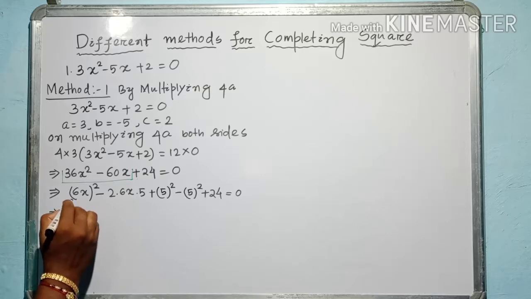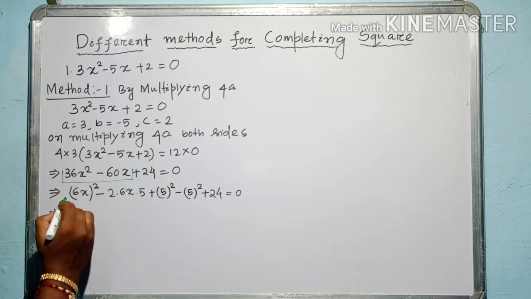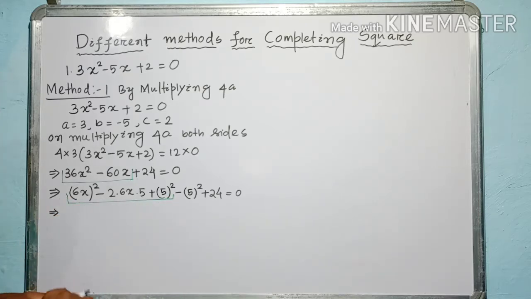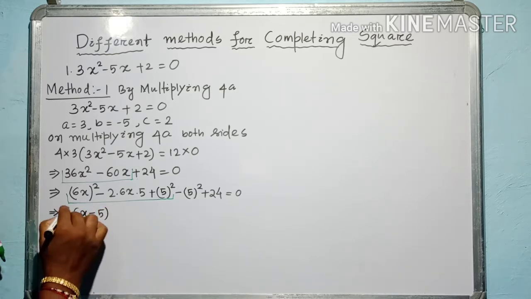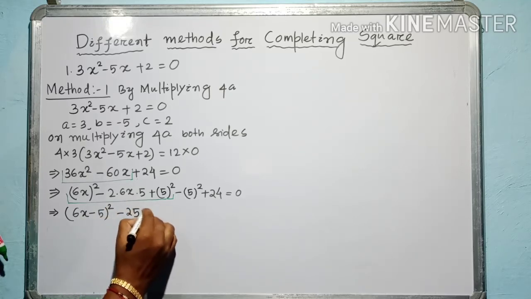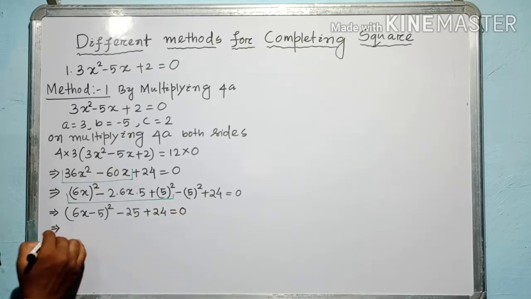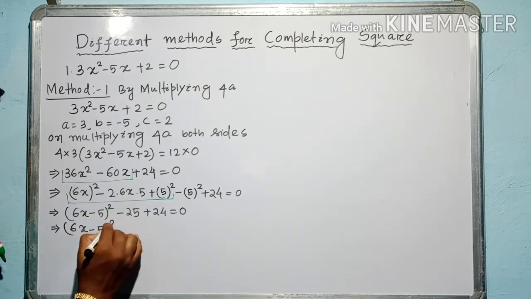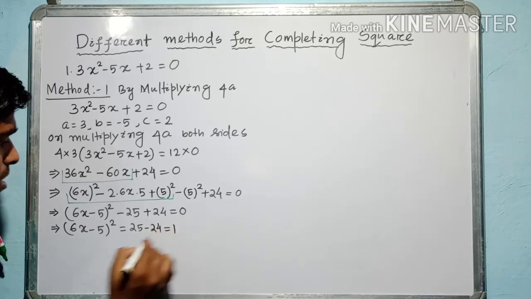This implies that this expression will give you a minus b whole square, that is 6x minus 5 whole square minus 25 plus 24 is equal to 0. This implies that 6x minus 5 whole square is equal to 25 minus 24, which is 1.